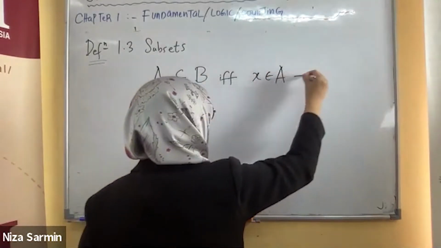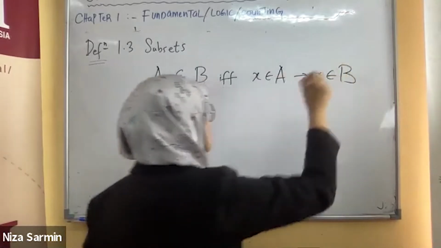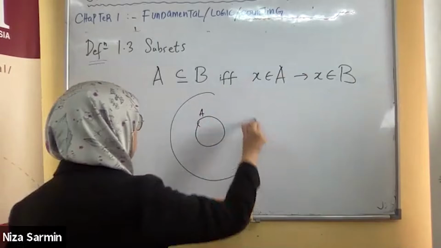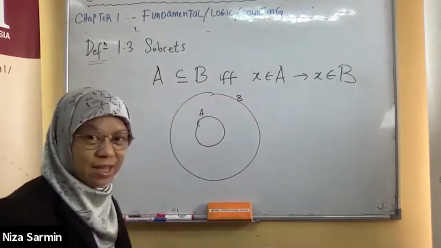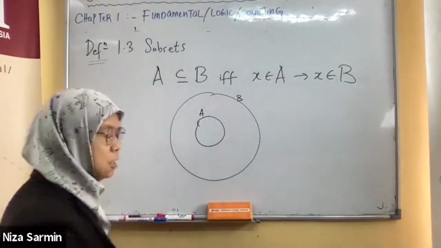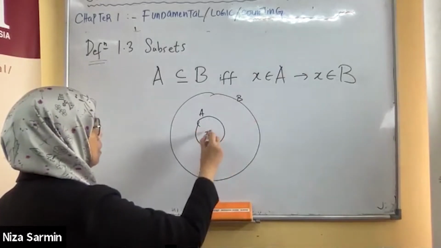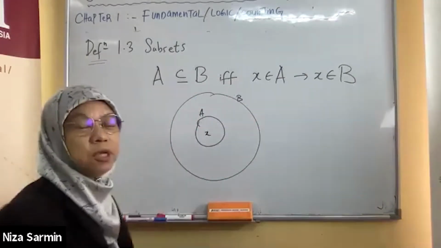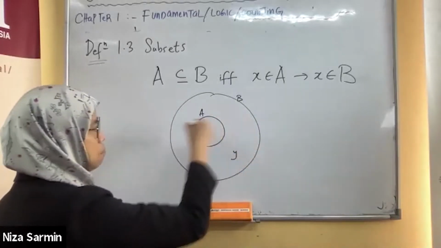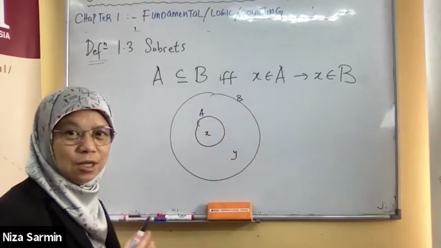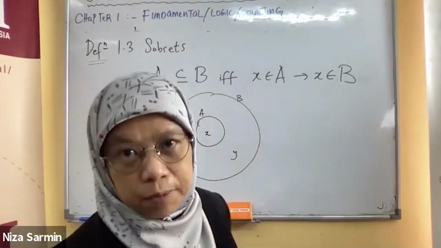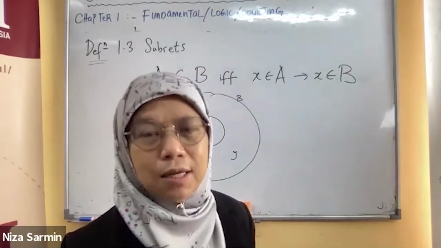X in A implies X in B. This is what it means. I remember during school, I learned about the Venn diagram, right? So A is a subset of B, B is bigger. If you have element X in A, it has to be in the bigger one, right? But in the bigger one, you might have Y in B which is not in A. So B is bigger. Okay, so we say A is a subset of B, or A is contained in B.